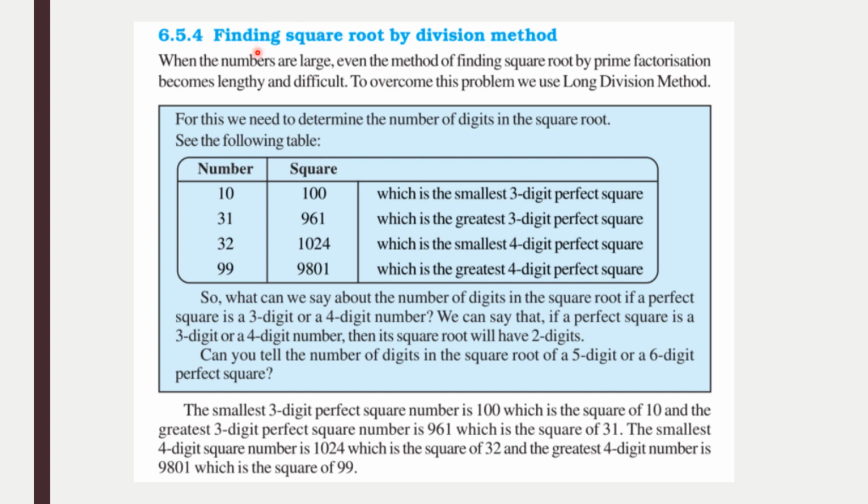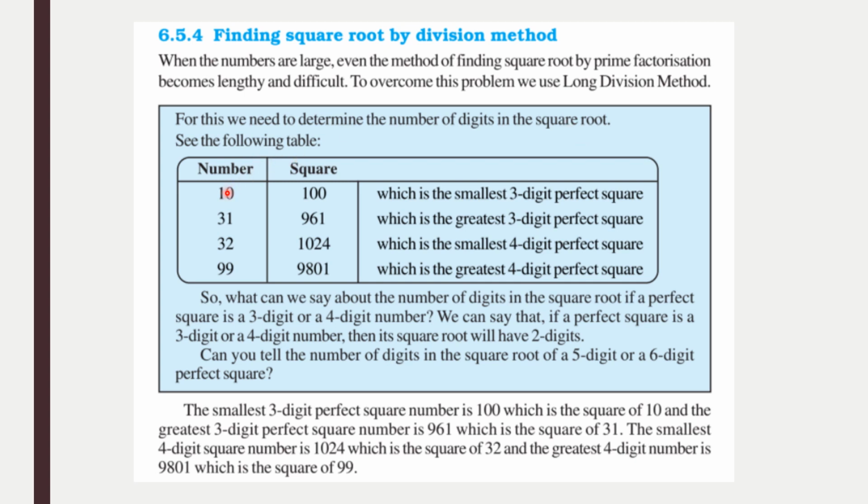Now open your textbook. Finding square root by division method. When the numbers are large, even the method of finding square root by prime factorization becomes lengthy and difficult. If the number is too large, it is very difficult to find the prime factorization. To overcome this problem, we use long division method. For this, we need to determine the number of digits in the square root.